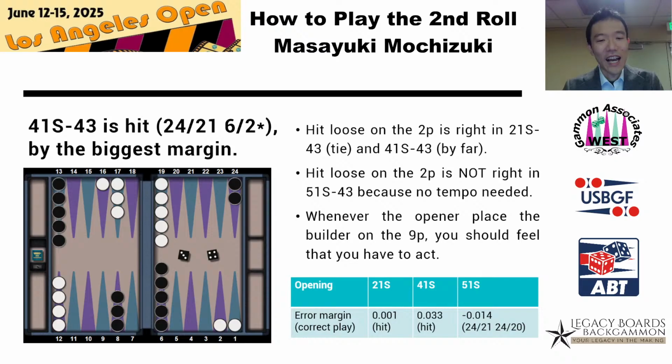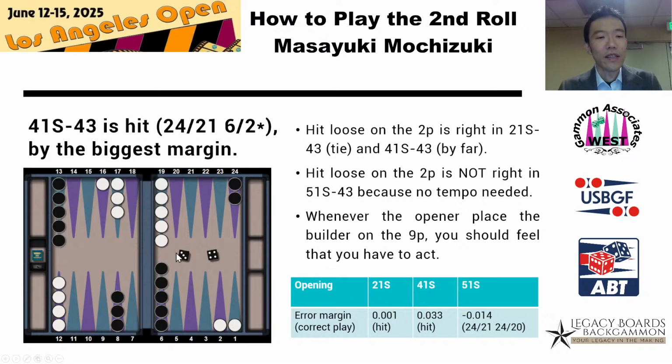So middle one, after 4-1, and again, he has a builder on the 9-point. Whenever he has a builder on the 9-point, you have a good incentive to hit loose, because the 9-point is a very strong builder. And as a result, this is clearly right, by 3%. And after 2-1, let's say white started with 2-1 and builds on the 11-point, it's still right, but by a very tiny margin.